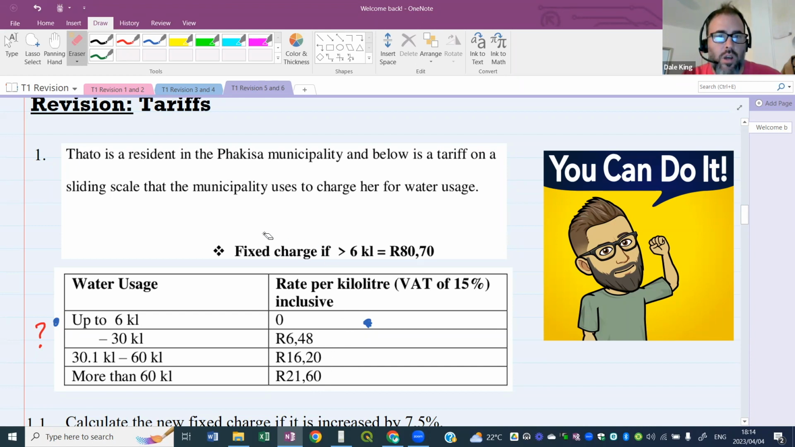And looking at the top as well, there's a little note. It says there is a fixed charge. This word fixed means it's not going to change. It doesn't change with how much water you use. It's fixed. And this symbol over here, in front of the 6 kiloliters, the 6 KL, who can tell me what that symbol means? Somebody in chat, can you tell me what that symbol means there?